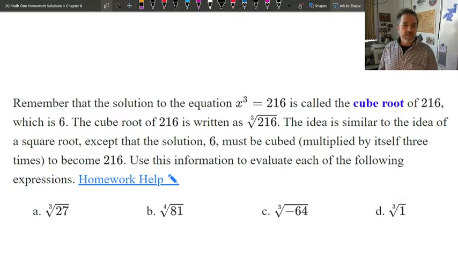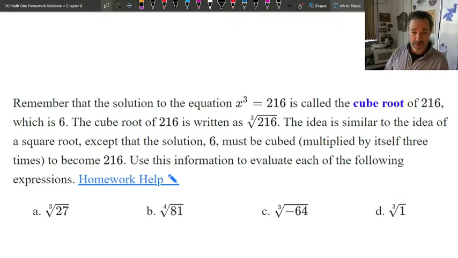So remember that the solution to the equation x to the third power equals 216 is called the cube root of 216, which is 6. 6 times 6 times 6 is 216.